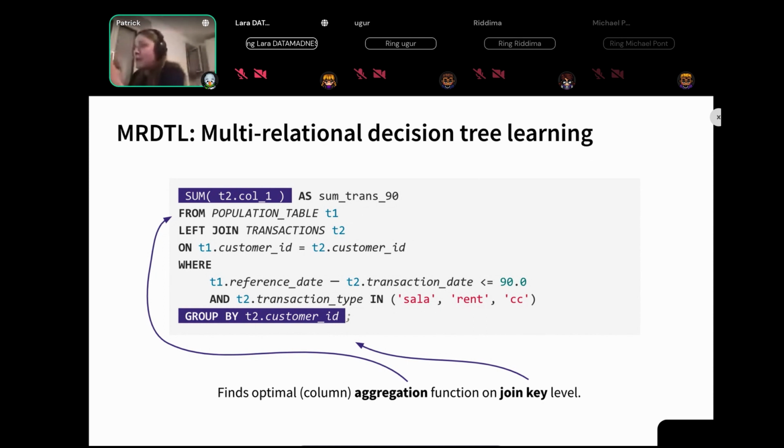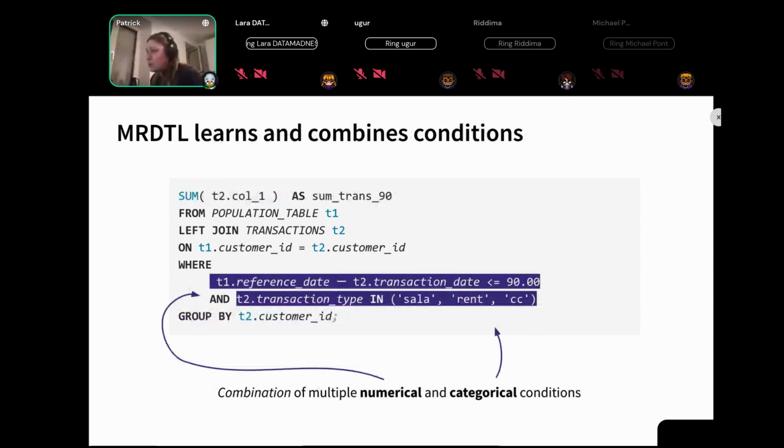The first step of MRDTL is very similar to what you would get with propositionalization. You start with some sort of column, some sort of aggregation, and some sort of join key that you would group over. That is all very similar to propositionalization. But then you get to the next step, where you can add in conditions. For instance, you could limit the transactions to the past 90 days, and limit the transaction types to these three types. It's a completely fictitious example, but I think you get the idea.